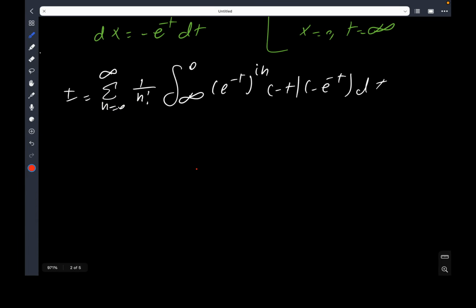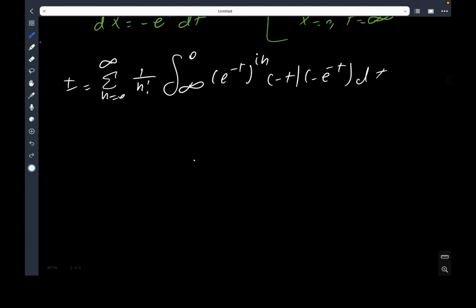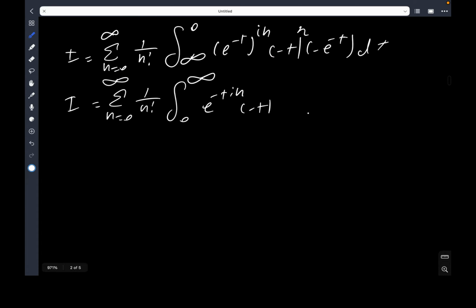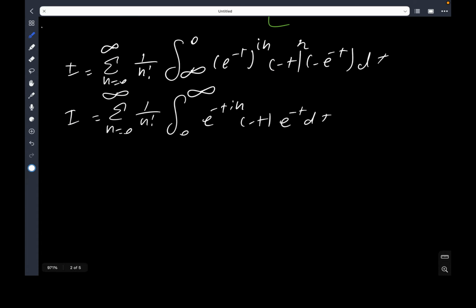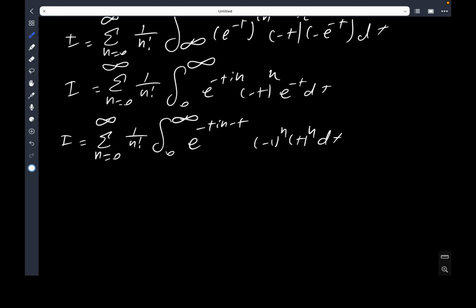Now this negative sign can be absorbed in this integral and flip the boundaries here, from 0 to infinity, e to the negative t times x to the n, negative t to the power of n, forgot the power of n here, e to the negative t dt. And I is the infinite sum from 0 to infinity of 1 over n factorial, the integral from 0 to infinity of e to the negative t n, e to the negative t n, negative 1 to the n, t to the n dt.